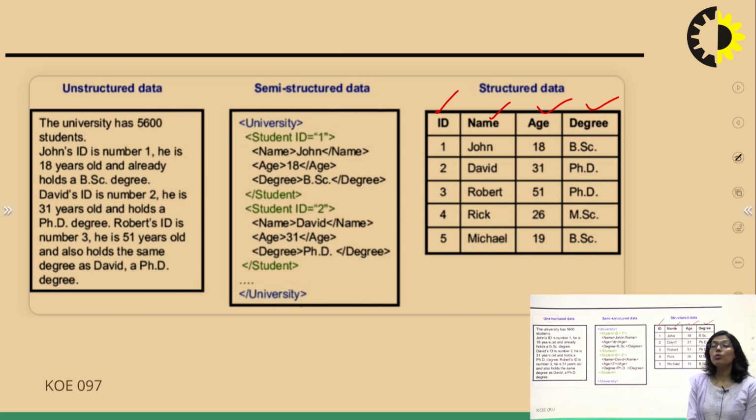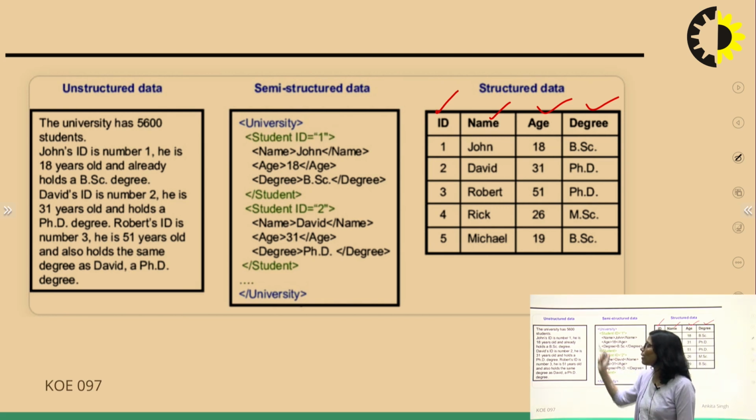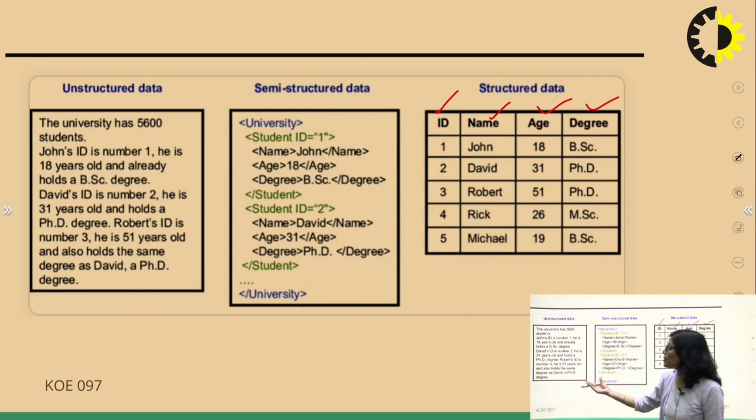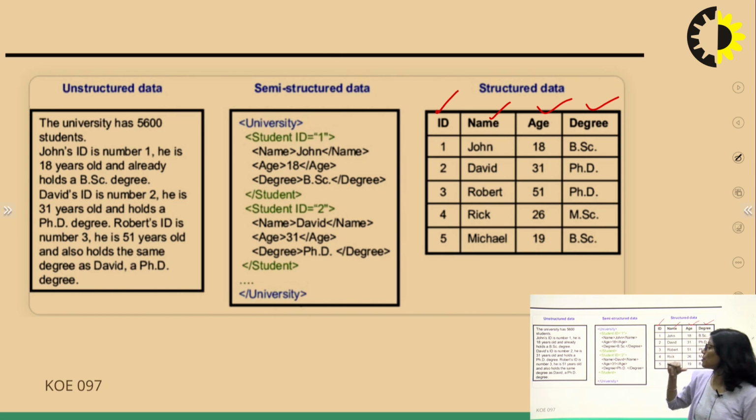Now, if I want to store the data as unstructured data, that you usually get, that is in the form of sentences: The university has around 5,600 students. John, ID number 1, is 18 years old and already holds a BSc degree. So this is the example of your unstructured data. Similarly, if I want to represent the same data in the form of semi-structured data, I will be using some user-defined tags. Now, this is your XML.